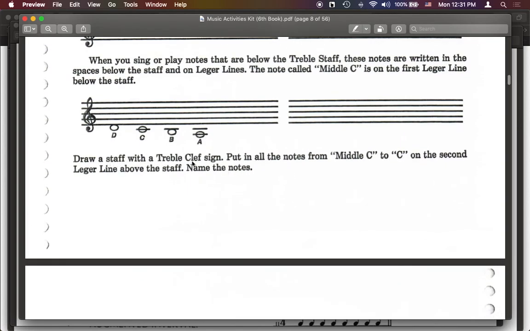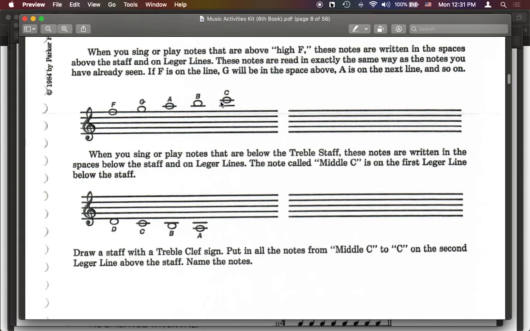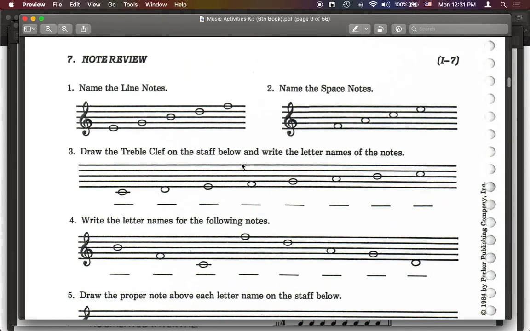Here it says draw a staff with a treble clef sign. Put in all the notes from middle C to C on the second ledger line above the staff. That's starting here on this middle C, going all the way up to here, and everything in between. Do your best.